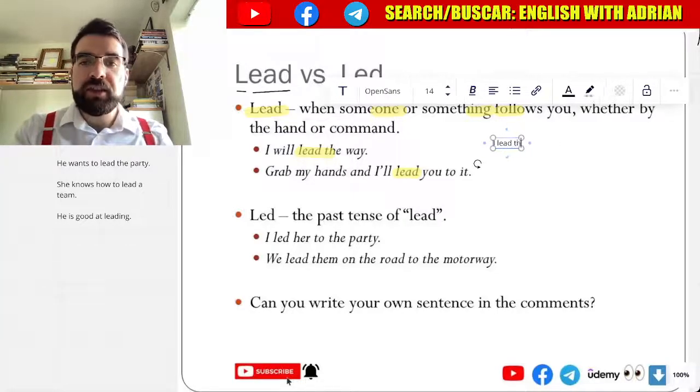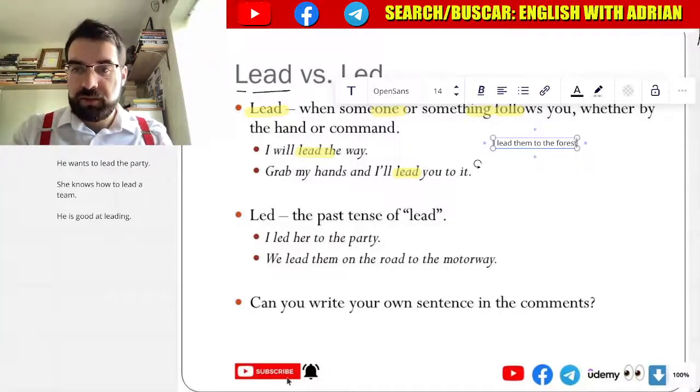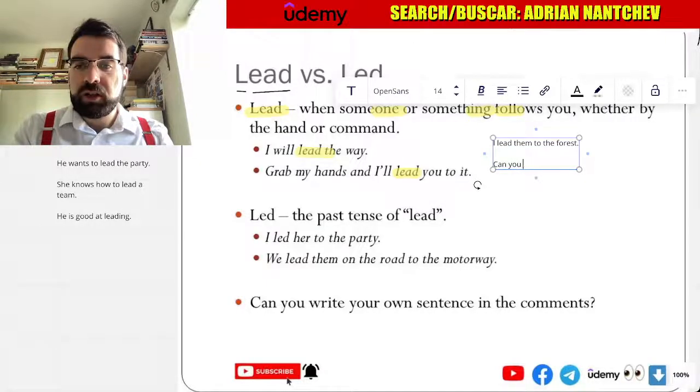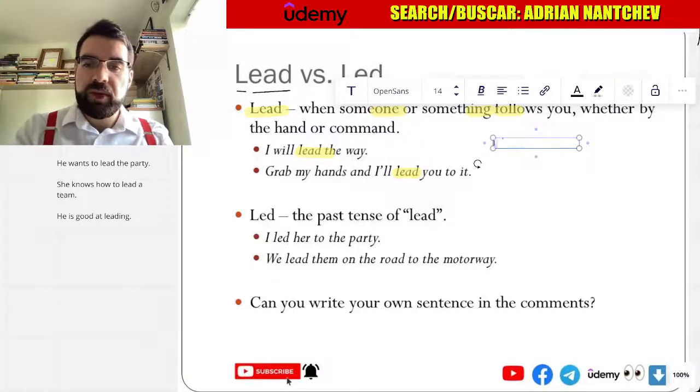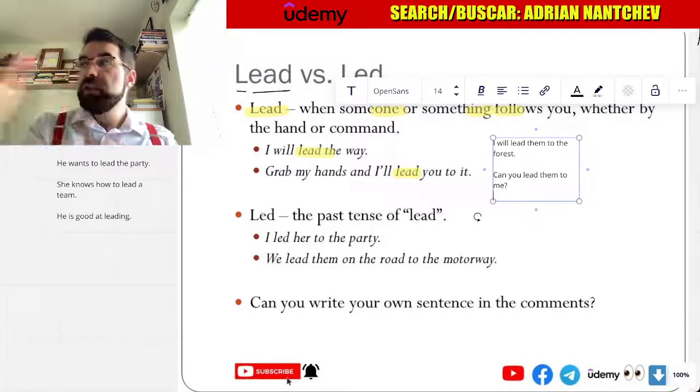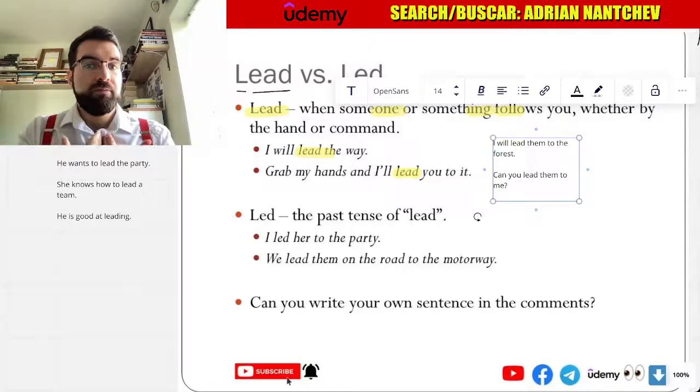I led them to the forest. Can you... Okay, no, not quite. I will lead them. I will lead them to the forest. Can you lead them to me?